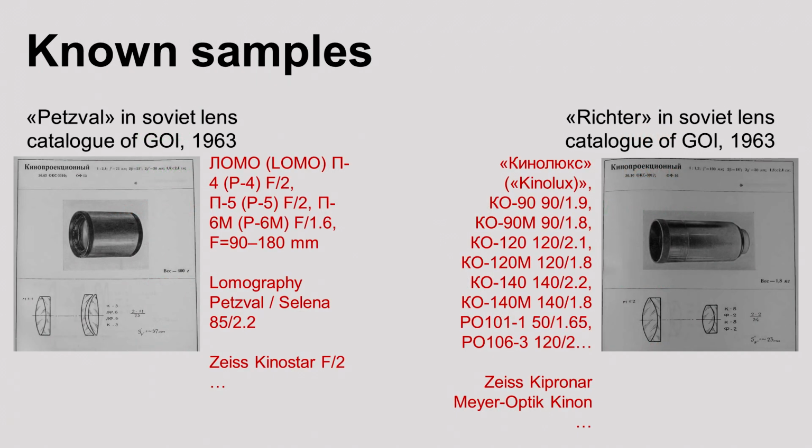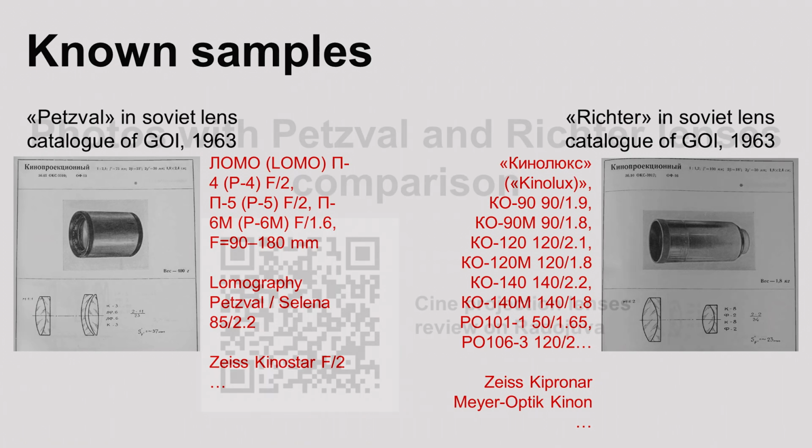Finally, both Petzval and Richter lenses are widely available on the aftermarket now. There are many Soviet Petzval lenses such as Lomo P4 and P5, as well as Western Petzval variants. Richter lenses became even more popular in the Soviet Union and were manufactured on a large scale as the KO lenses series. The most famous Western Richter lenses are Zeiss Kypronar and Mir Kinon.